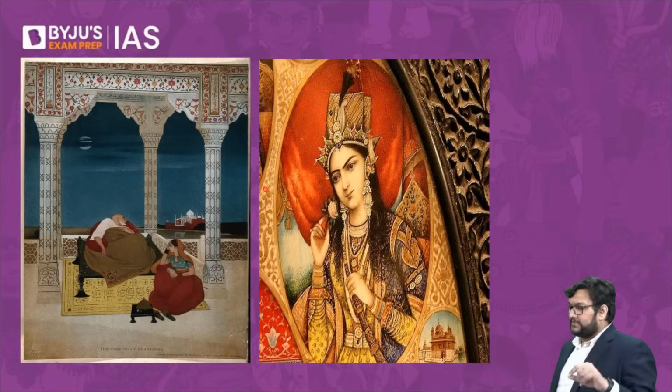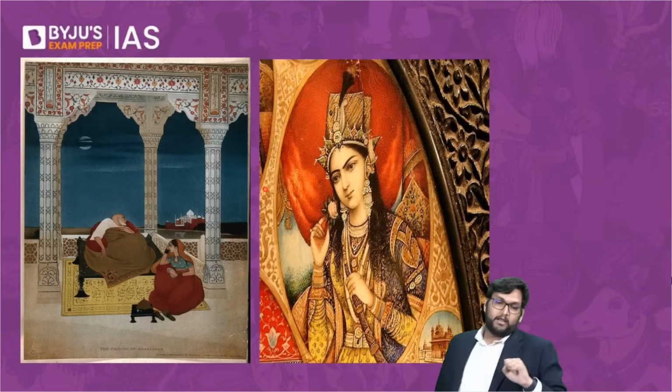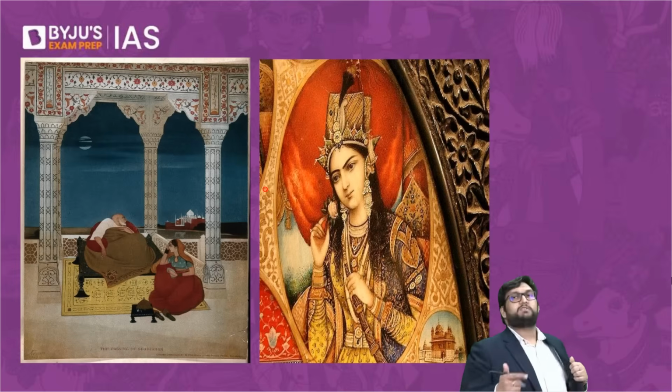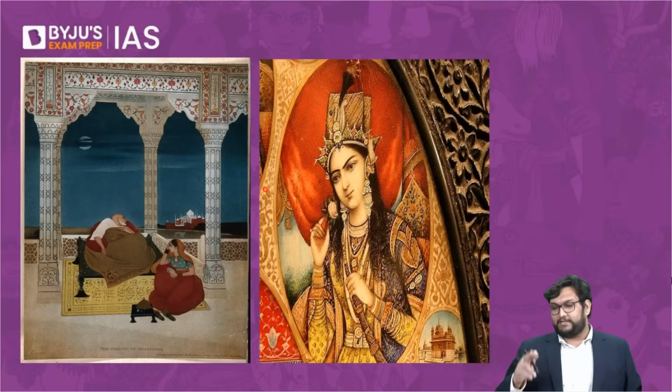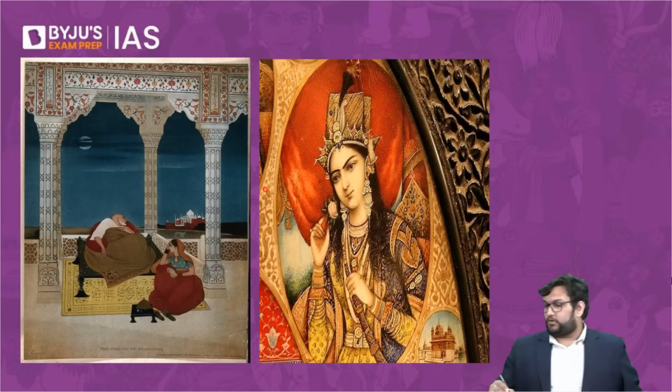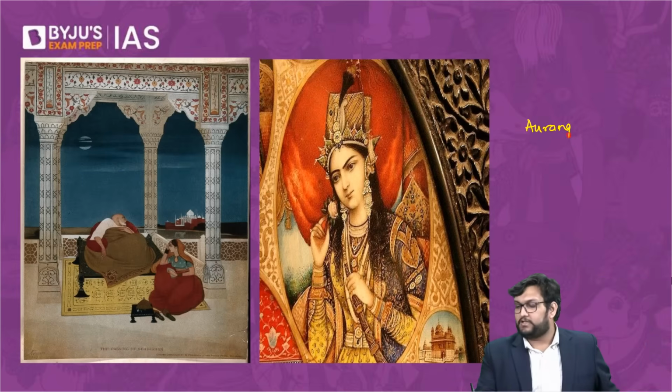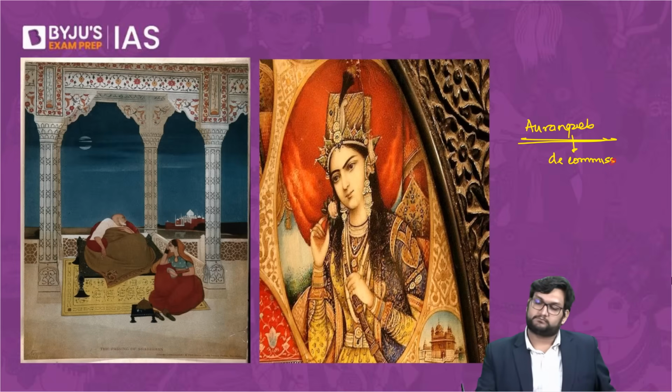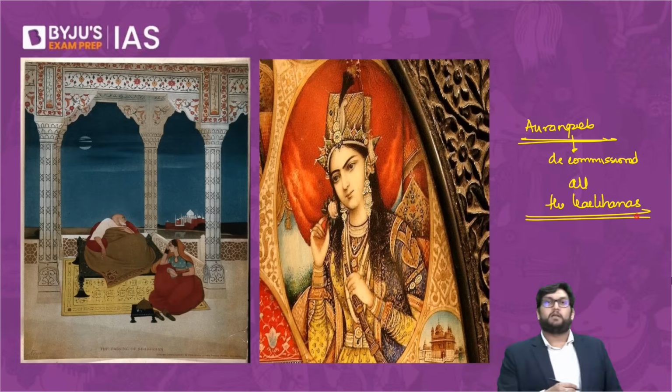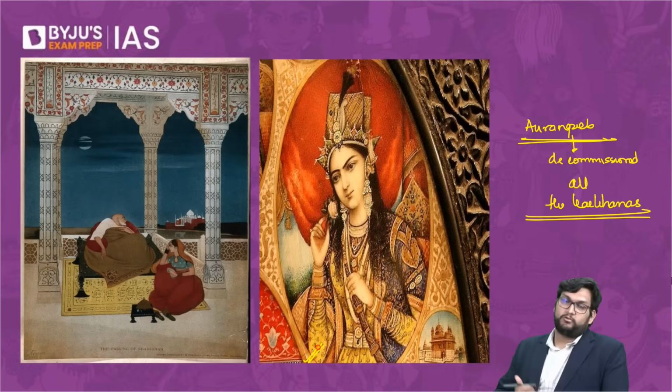Halo means an aura. This is the image which was made under Aurangzeb. Aurangzeb, obviously, what he did was he decommissioned all the karkhanas. He said that you cannot make it because it is un-Islamic. But by the time we come to this, this is Rabia-ud-Durrani, which is the wife of Aurangzeb.